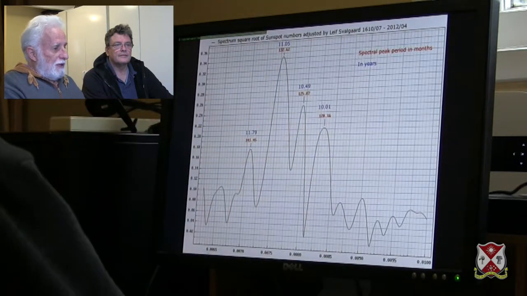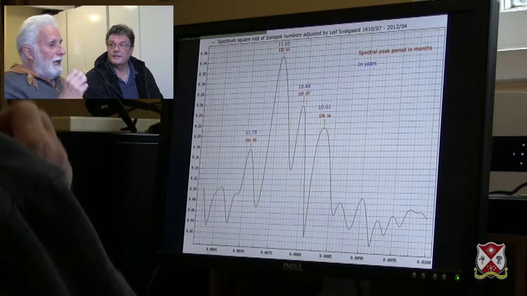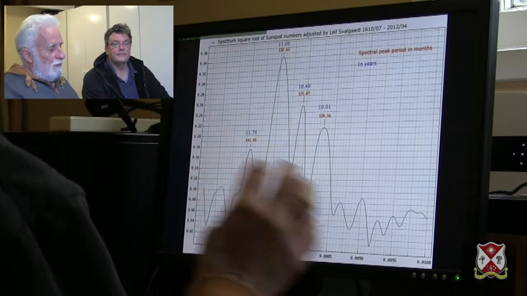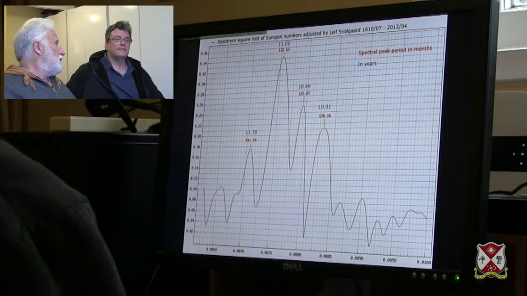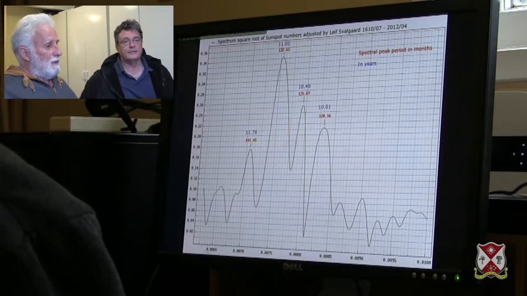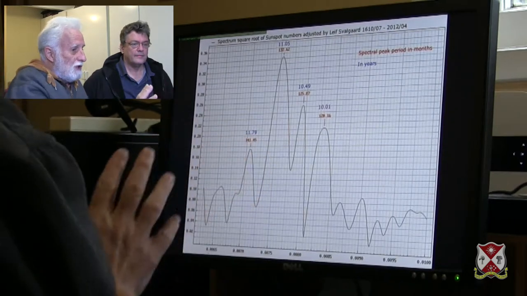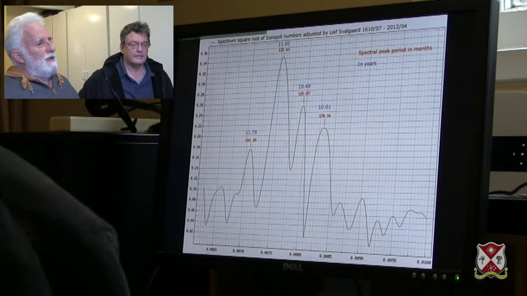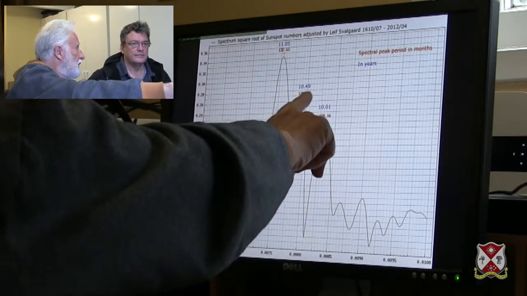The other factor that we would expect to be strong is Jupiter, the biggest planet in several of the different models of what would explain the sunspots. Jupiter would be important, and it has a period of 11.86 years. So the actual period we're detecting here is 11.79, which is quite close to that.